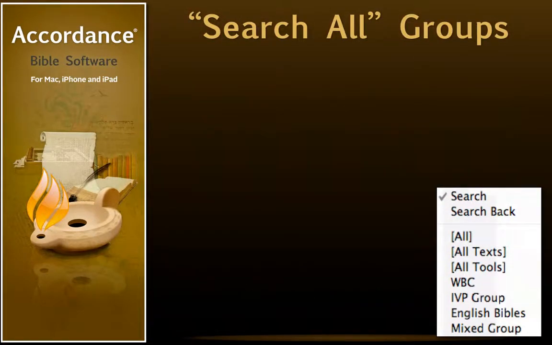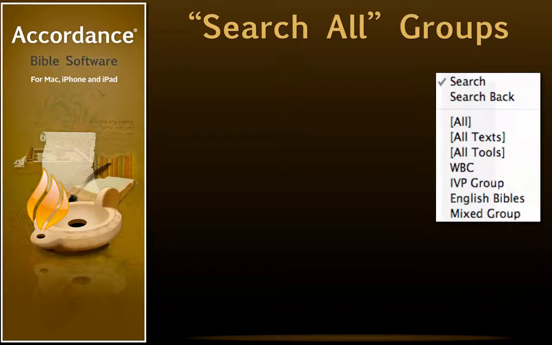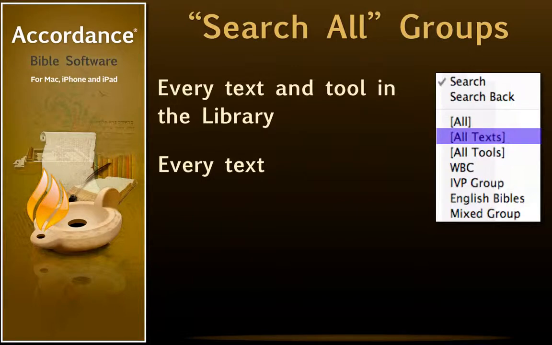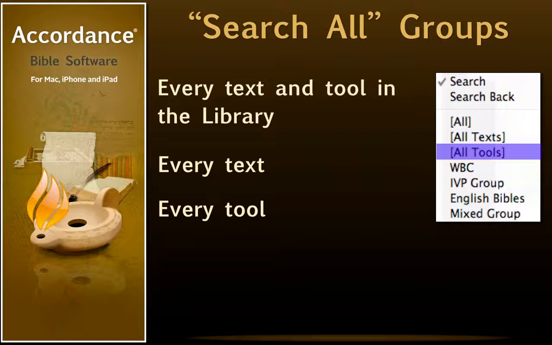The Search All groups are pretty intuitive. All means every text and tool in our library, while All Texts includes all Bibles and every other original text in the library. All Tools means every tool in the library, whether that's English, Greek, Hebrew, or general.